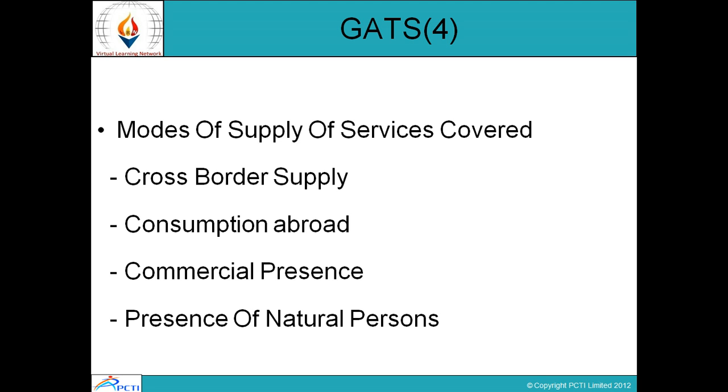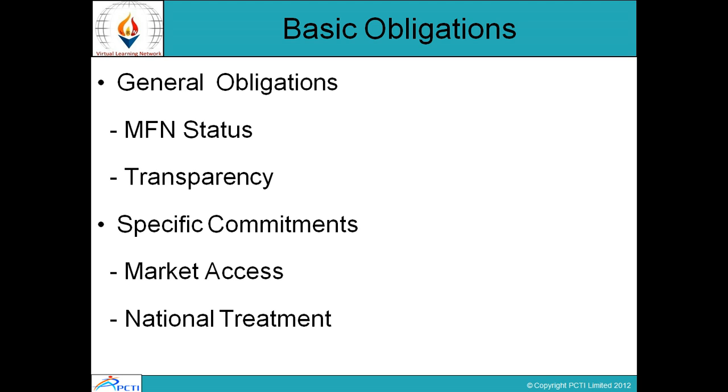Presence of natural persons consists of a person of one member entering the territory of another member to supply a service. Now there are basic obligations that need to be fulfilled. So there are general obligations. One is MFN status. Members are held to extend immediately and unconditionally to services or service suppliers of all members treatment no less favorable than that accorded to like services. Another is transparency. GATS members here are required to publish all measures of general application and establish national inquiry points.